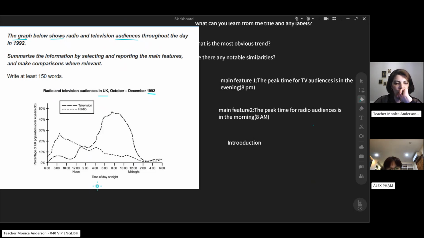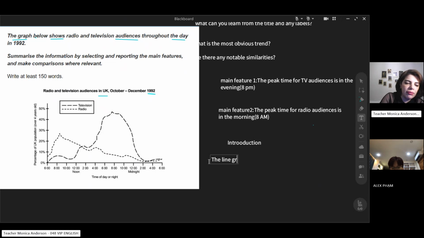The line graph below. Below is not necessary here because we have it in the question, so just the line graph. Let me write. The line graph, what? What can I use instead of shows? Display something. Illustrate. Demonstrate. Yes, of course: illustrate, demonstrate, depict.